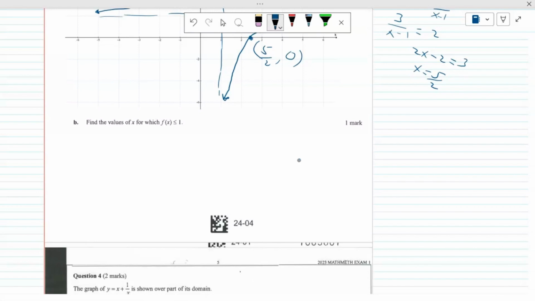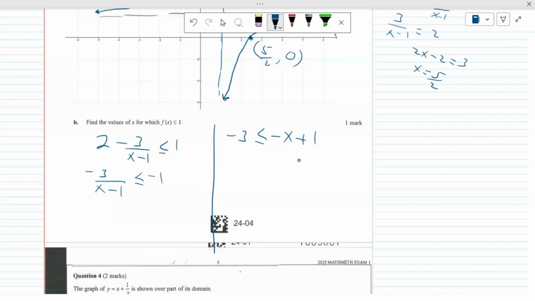So that means 2 minus 3 over x minus 1, the whole thing, is less than 1. So if I take that to the other side, that gives me negative 3 over x minus 1 is less than negative 1. So if I multiply that, now that gives me x to be, I think I need to use this area here. So that gives me negative 3 less than negative x plus 1.